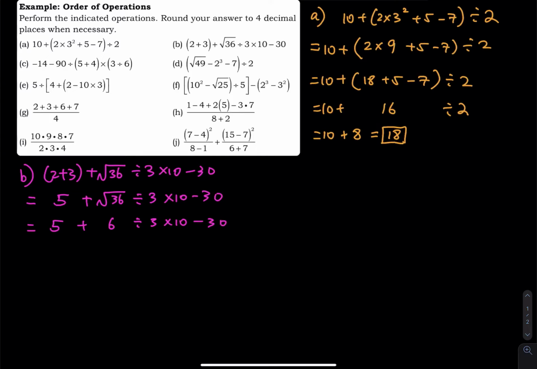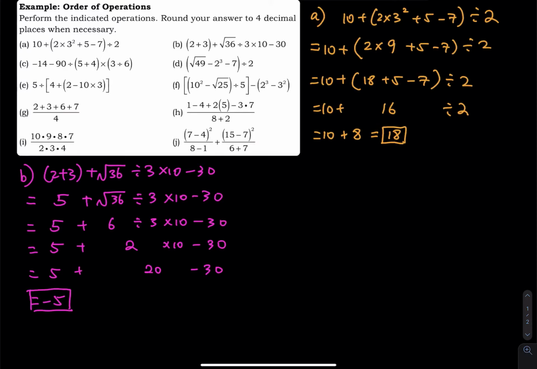From left to right, division has higher priority, so we do 6 divided by 3 is equal to 2. And then multiply by 10 minus 30. 2 times 10 is equal to 20, and then minus 30. So you have 5 plus 20. 5 plus 20 is 25. 25 minus 30, you have negative 5. So the answer is negative 5. When you do this, every instructor expects you to do it step by step, and you always start a line with an equal sign, and after you are done, box the final answer.